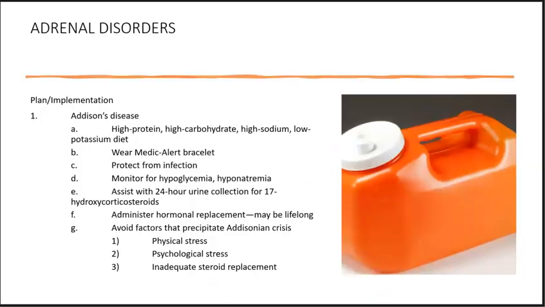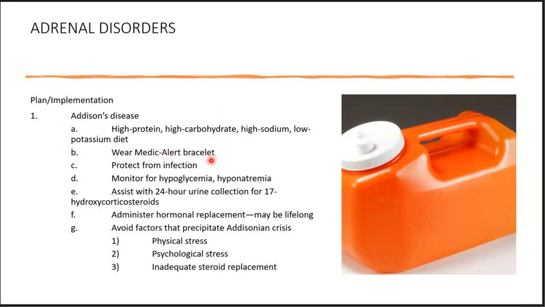So what's our plan for this client? We want to maintain him on high protein. Remember we said he's going to be weak. So we want to give him high protein, high carbohydrate for the energy. We also want to give him high sodium. Remember we talked about hyponatremia. And we also want to give him low potassium because we already talked about seeing hyperkalemia in this client. So high protein, high carbohydrates, high sodium, low potassium diet.